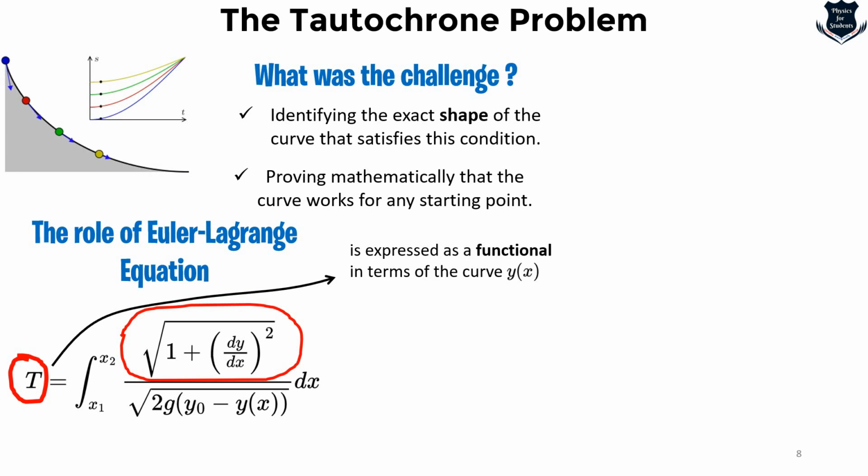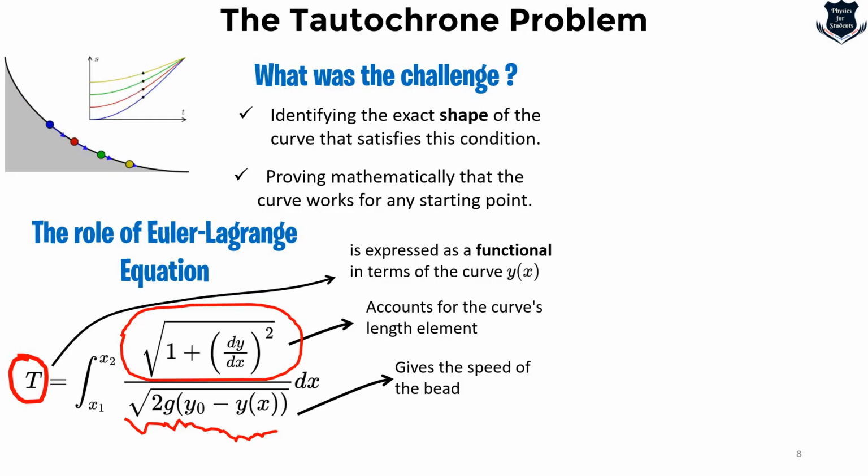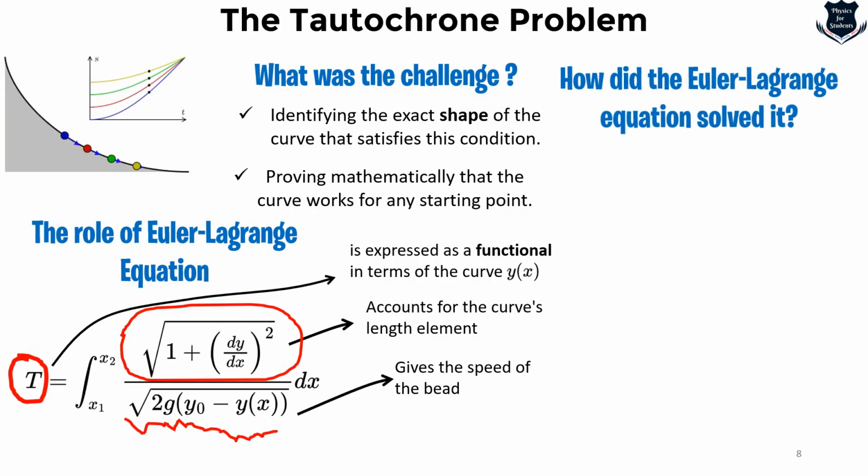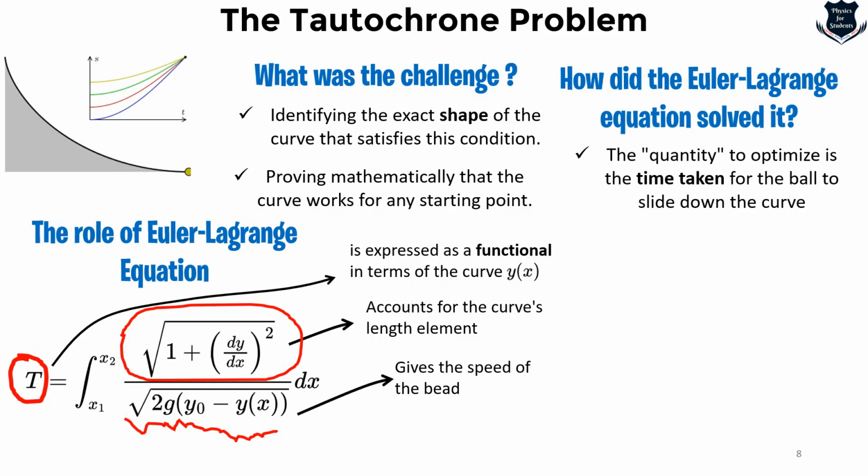On the numerator, this accounts for the curve's length element. That means the distance traveled along the curve. And the denominator part gives the speed of the bead. That means it is derived from the conservation of energy. So how did the Euler-Lagrange equation solve it? The Euler-Lagrange equation is a powerful mathematical tool from the calculus of variations, and the quantity to optimize is the time taken for the ball to slide down the curve.